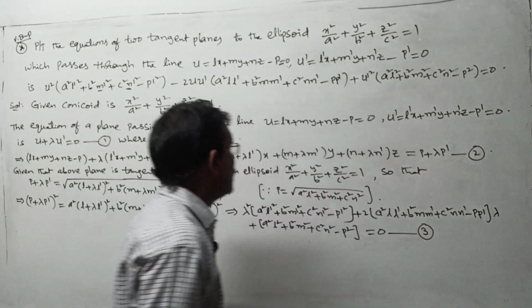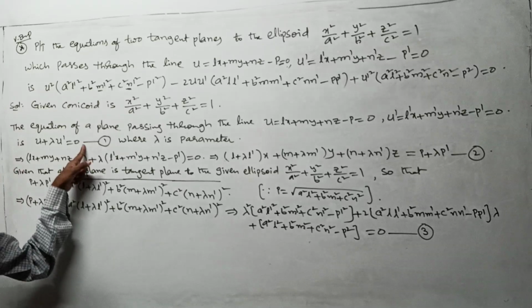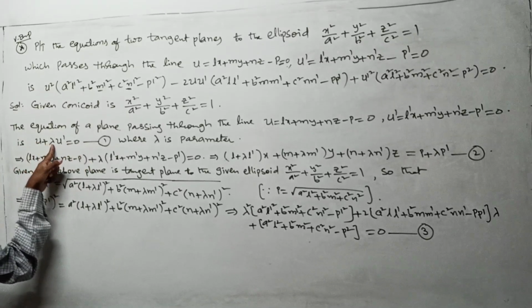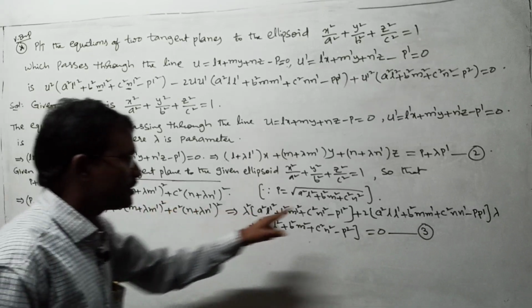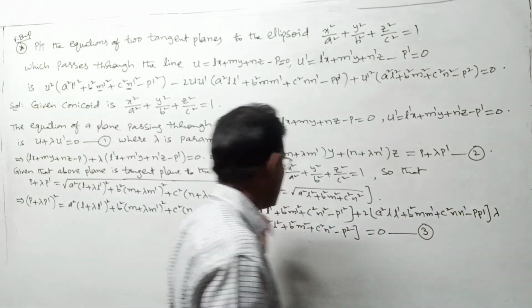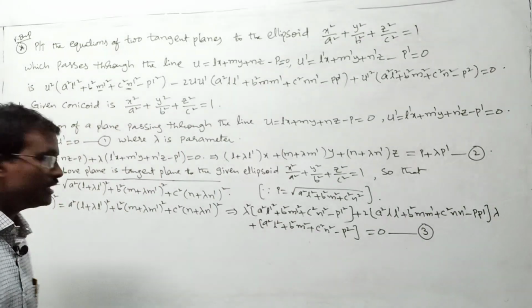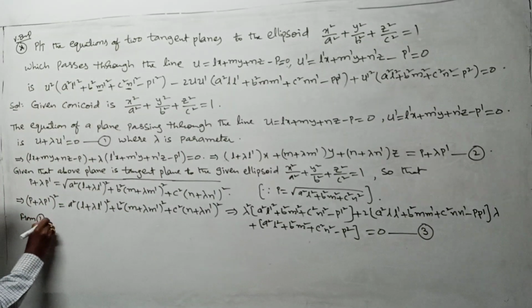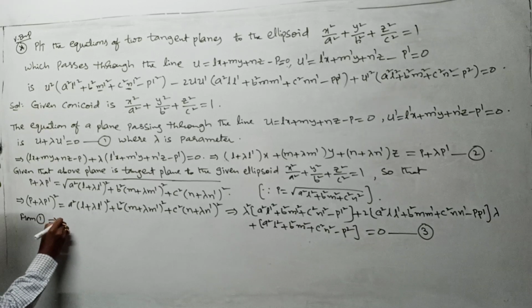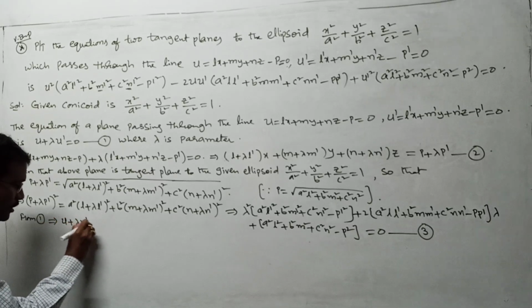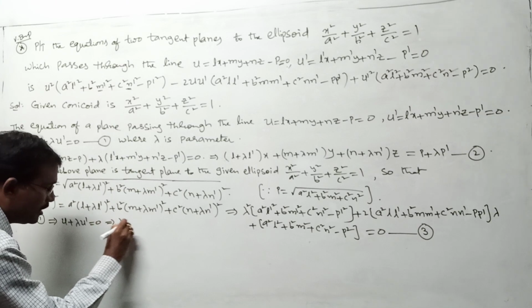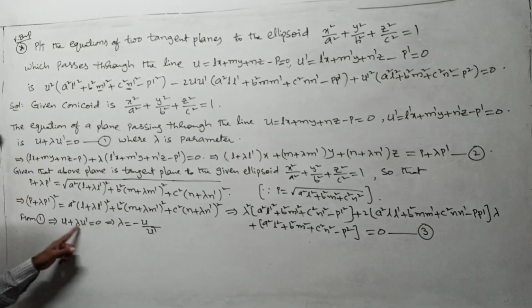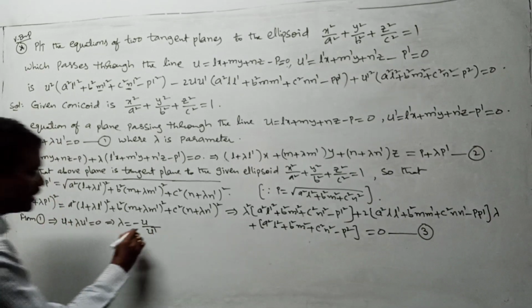Let this be relation number 3 for our convenience. Right? Now come on to equation number 1. Here u plus lambda u dash equal to 0. By this, is it possible to find lambda or not? Substitute that lambda here, and you get your required result. Right? From 1 implies, what is the condition of u plus lambda u dash equal to 0? This implies lambda is equal to minus u by u dash.